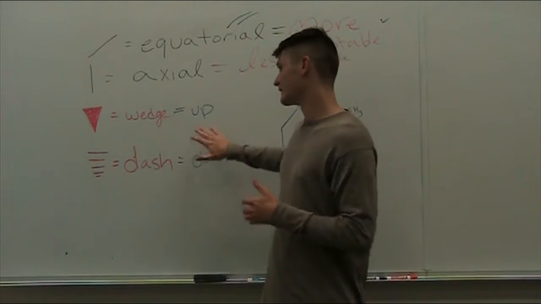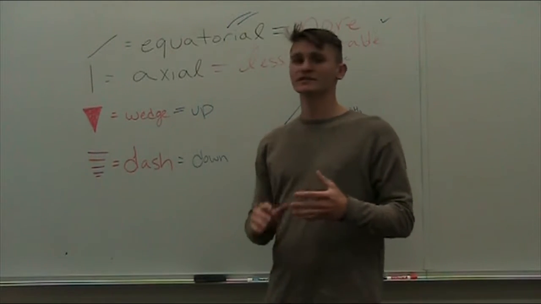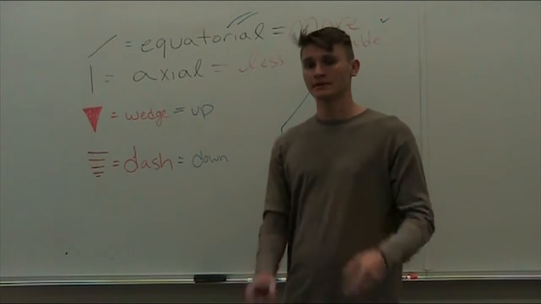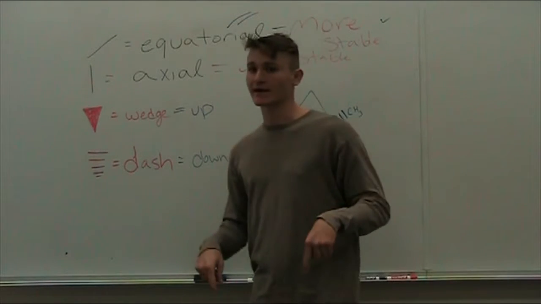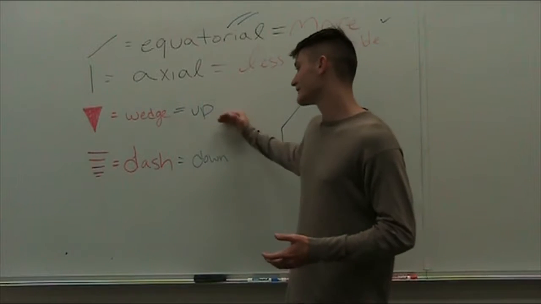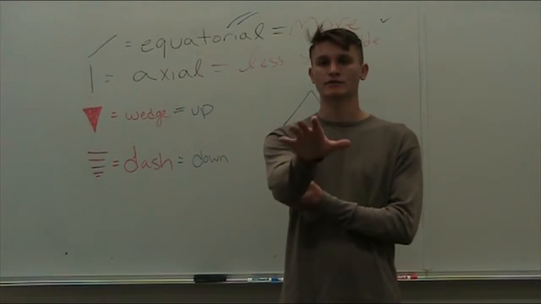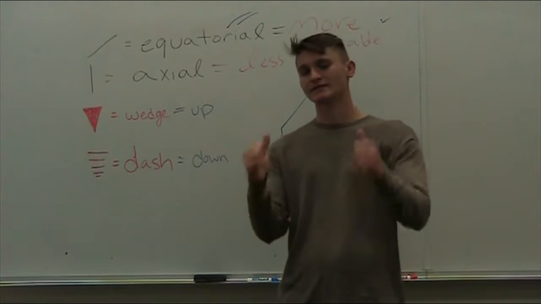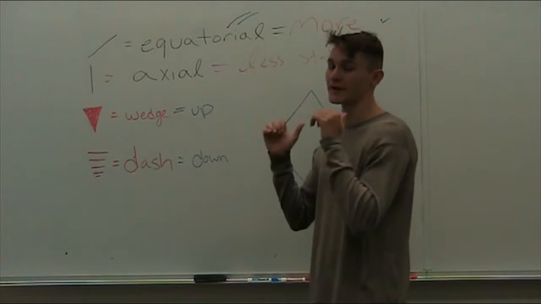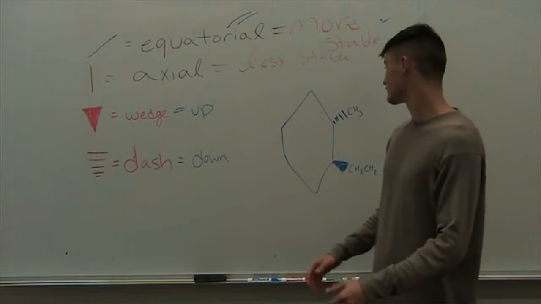And in a cyclohexane chair, wedges are always facing up and dashes are always facing down. So that's a key thing to remember. I'll write these things down, but remember that wedges, what it means is that it's pointing at you. Dashes are pointing away from you. So dashes are back, wedges are in front.